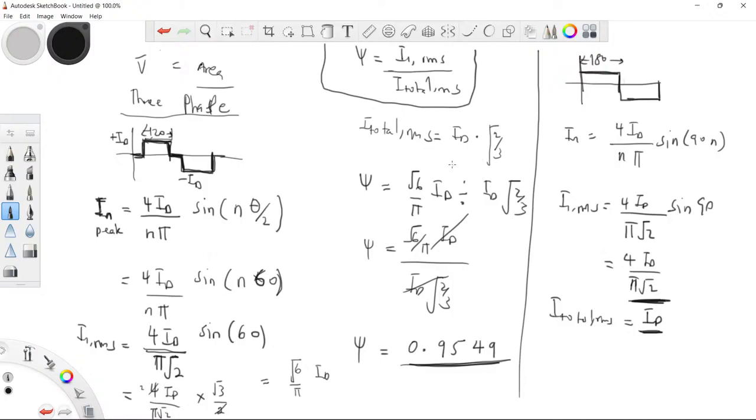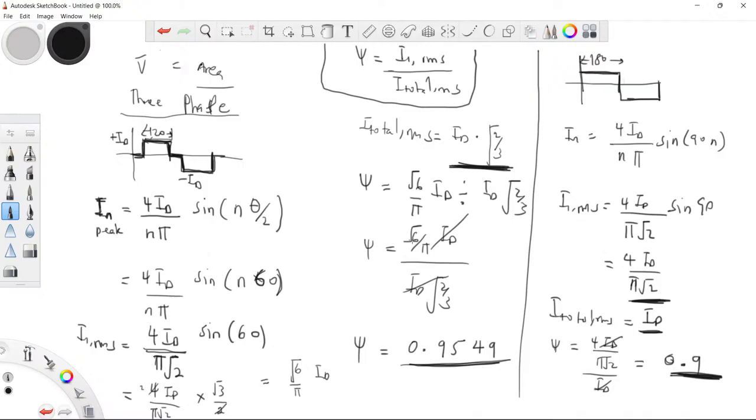So you must know this thing that for three phase, I total RMS is ID square root of 2 over 3. For single phase is ID. So therefore, my psi will be equal to 4ID over pi root 2 divided by ID. And if you do this correctly, you get 0.9. So 4 over pi root 2 gives you 0.9. So for single phase, the distortion factor is 0.9.